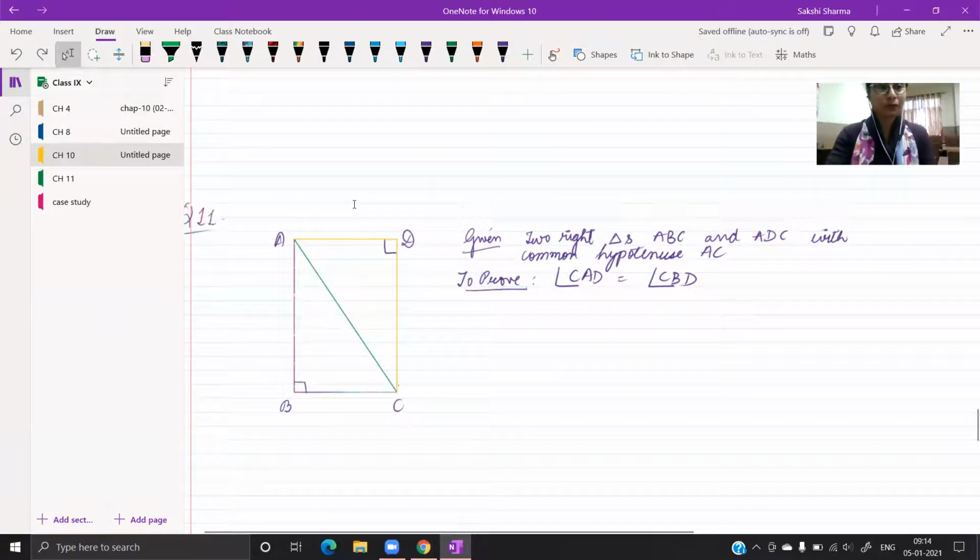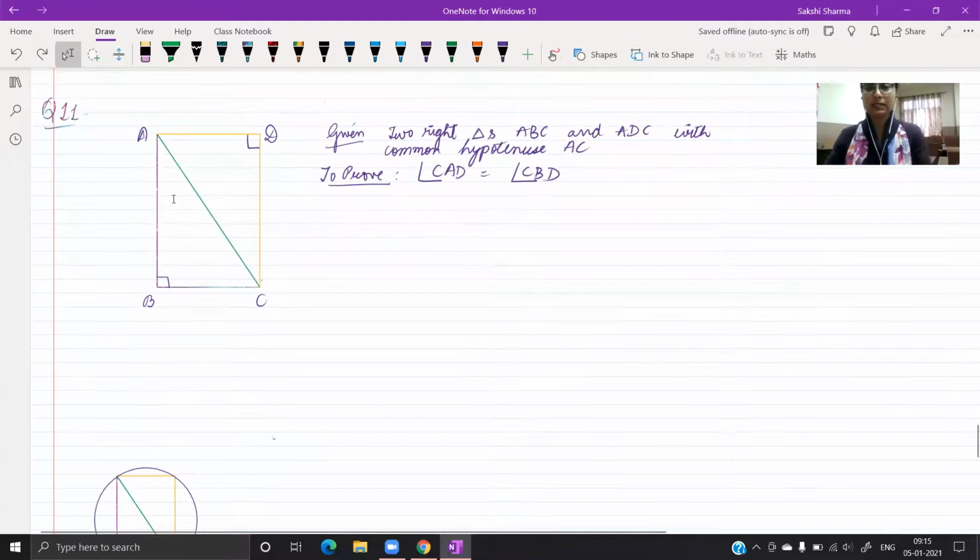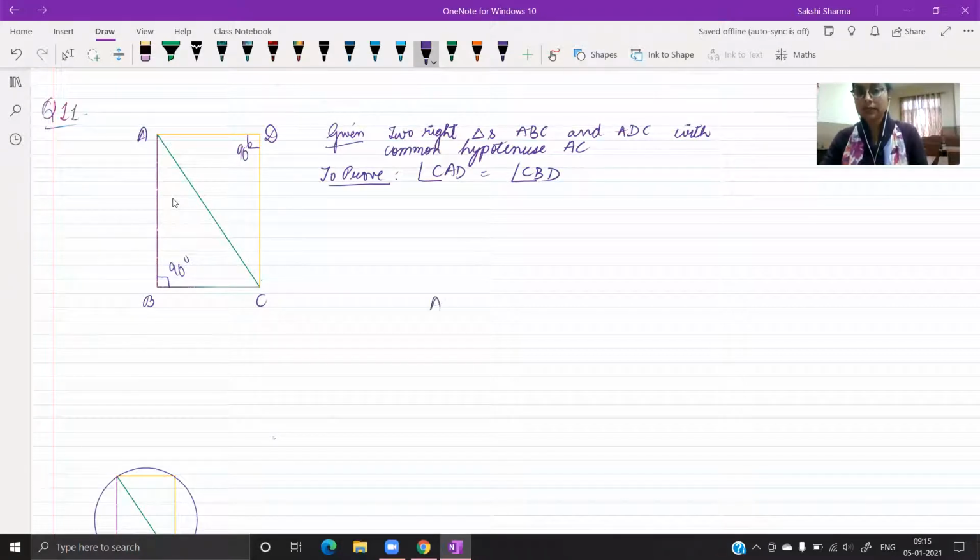So if you just observe from here, you can see we have two right triangles with AC as the hypotenuse. B is 90 degrees and D is 90 degrees. In this quadrilateral ABCD, one pair of opposite angles is supplementary. B and D are supplementary. If any one pair of opposite angles of a quadrilateral is supplementary, we can say ABCD is cyclic. So that is the first thing you want to prove.